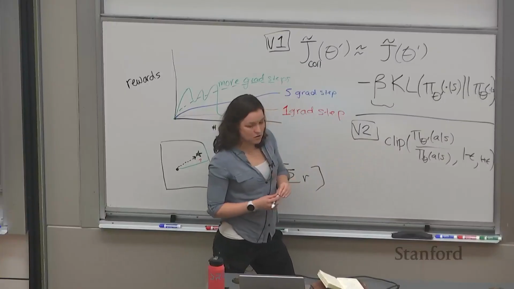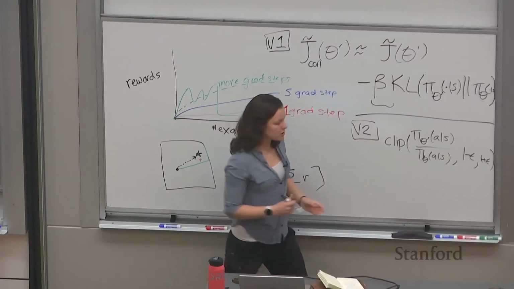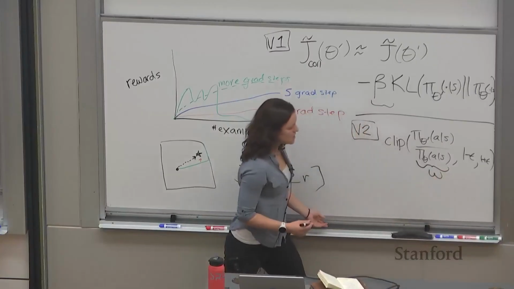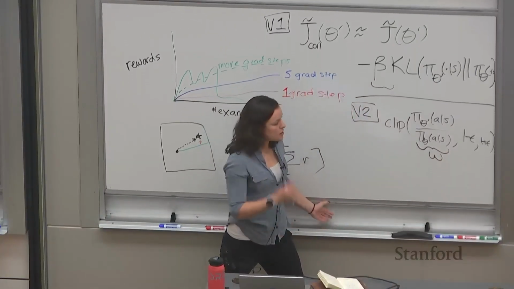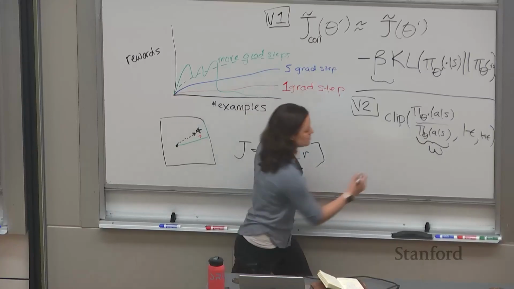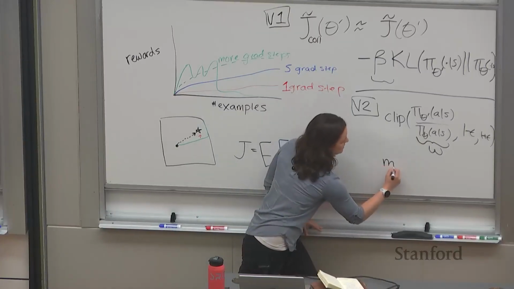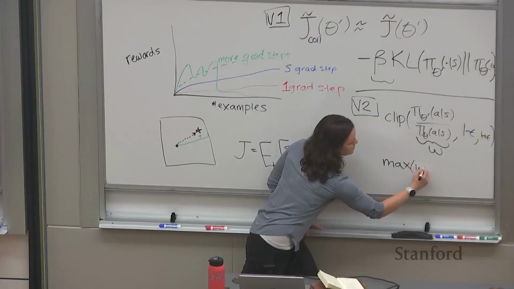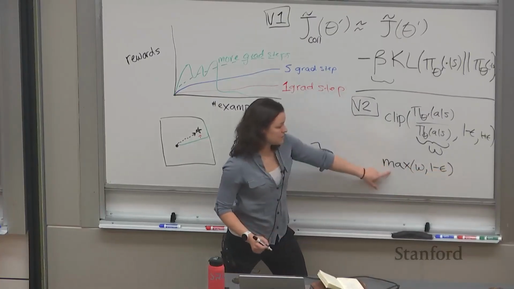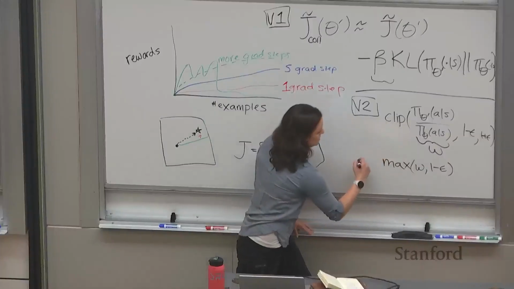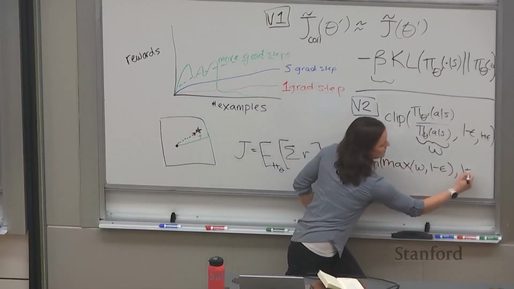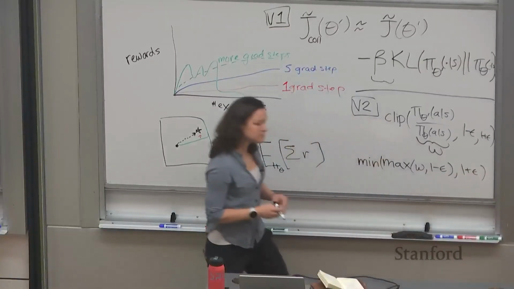Now this clipping is a little bit informal. If I were to write this out mathematically, let's call this weight W. Then if we wanted to clip it below by 1 minus epsilon, we would be taking the max between W and 1 minus epsilon. And if we wanted to then clip this above by 1 plus epsilon, we'd be taking the min between this and 1 plus epsilon.